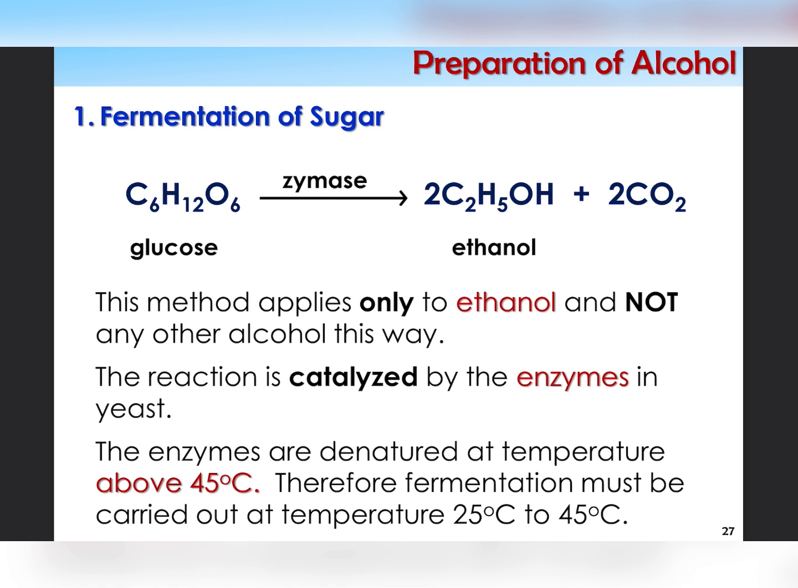Okay, so ini some of you might come across this in biology. So if you have glucose react with enzyme and you will form ethanol and release carbon dioxide. So this method only applies to ethanol sahaja. Alkohol-alkohol lain tak boleh di-prepare by this way. And the reaction is catalyzed by enzyme in yeast, which means dia akan undergo fermentation. And the enzyme are denatured at temperature above 45 degree. Therefore, the fermentation must be carried out between this temperature.